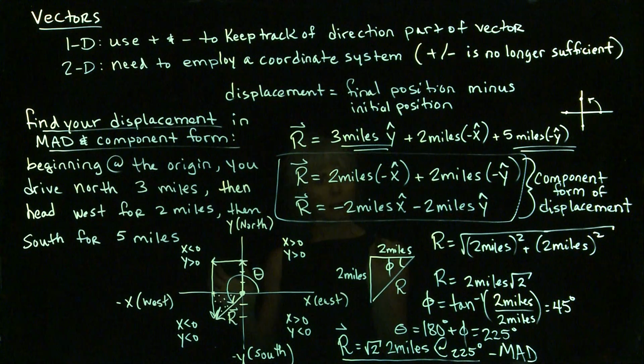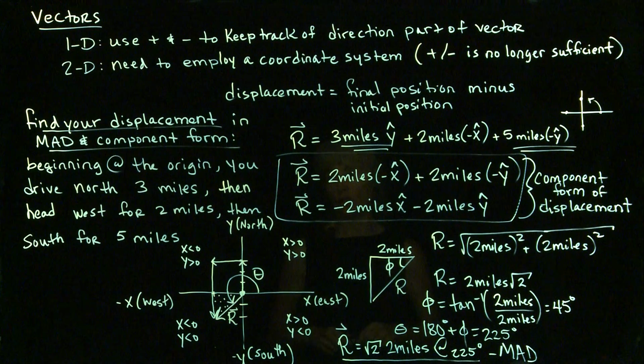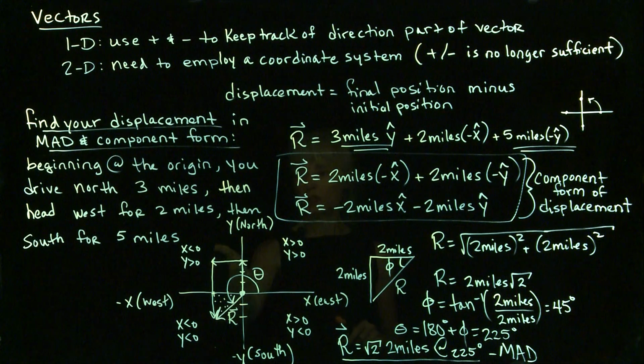But again, be careful. Remember that the number with the units is the magnitude part, and any sign with the direction or with the unit vector is going to be the direction part. So there's a nice example of how we can use the unit vectors and add these small displacements in these different directions along these axes to come up with the total displacement.